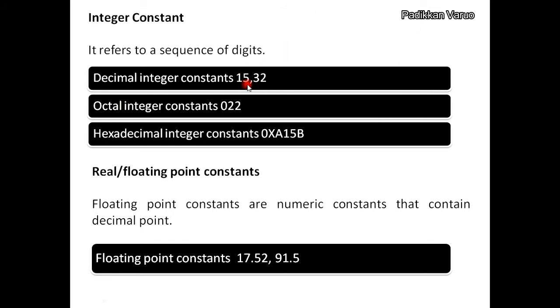This is an example of the decimal integer constant. Here comes octal constants, and also here comes a hexadecimal constant. These consist of hexadecimal values.